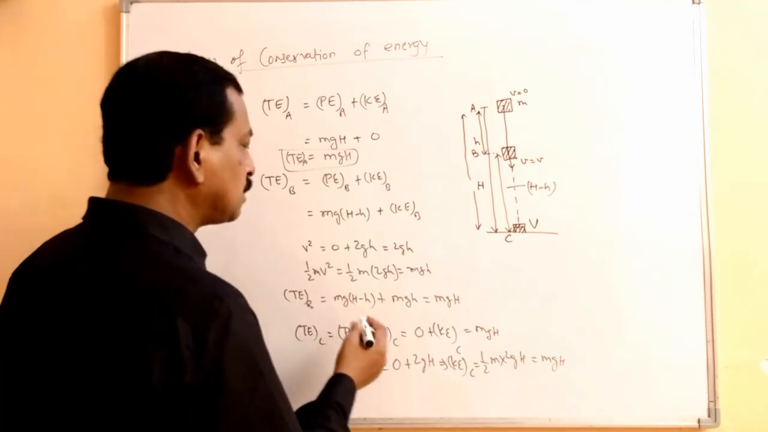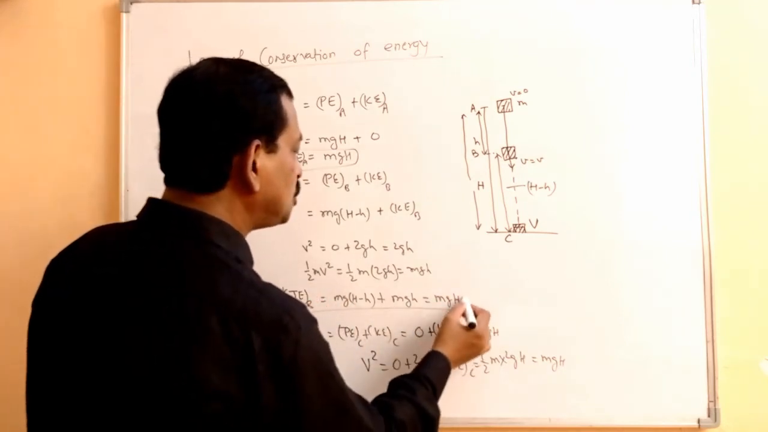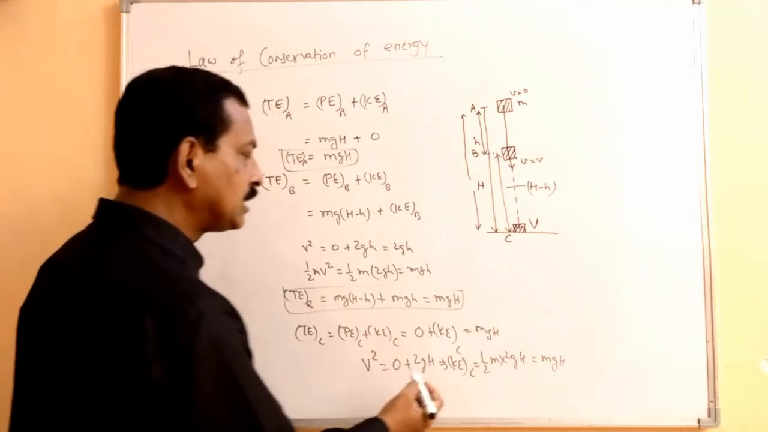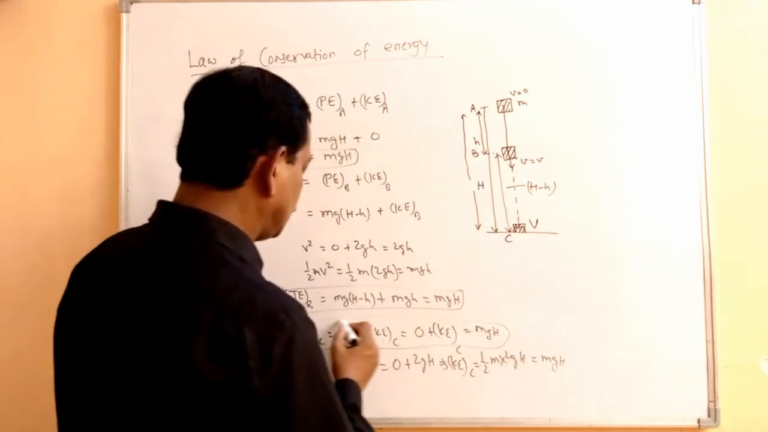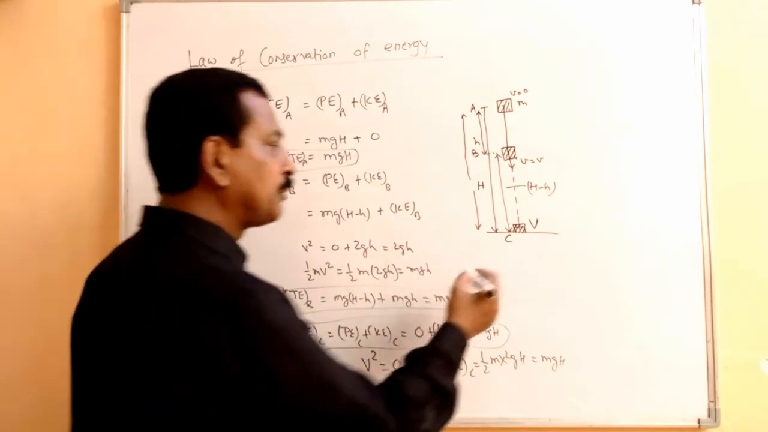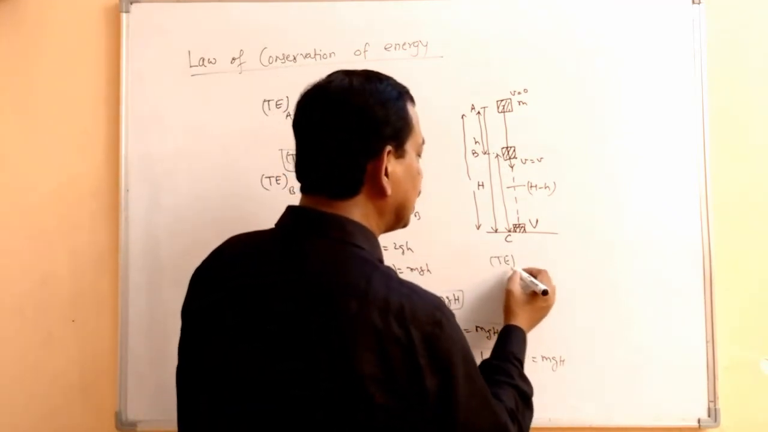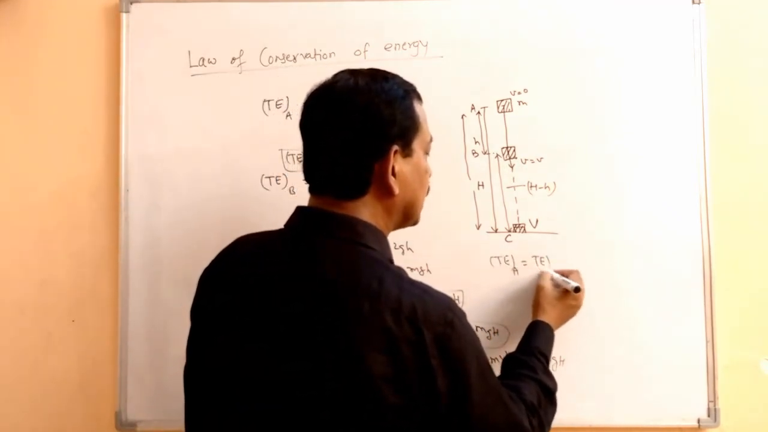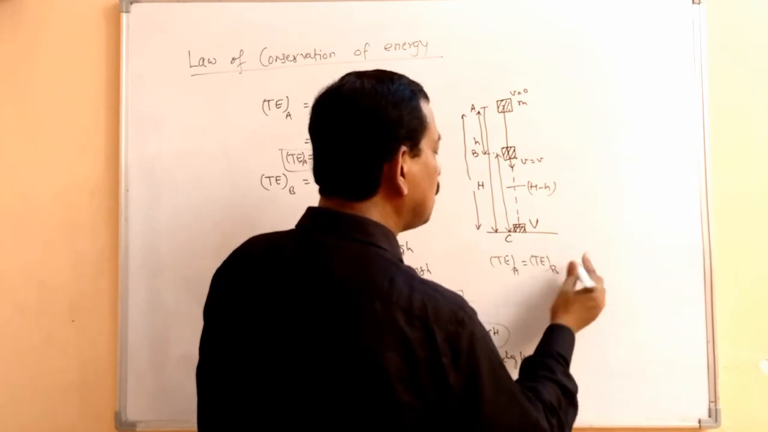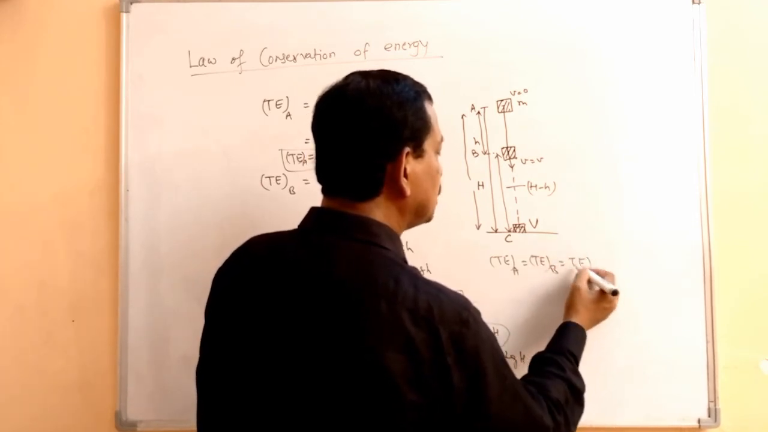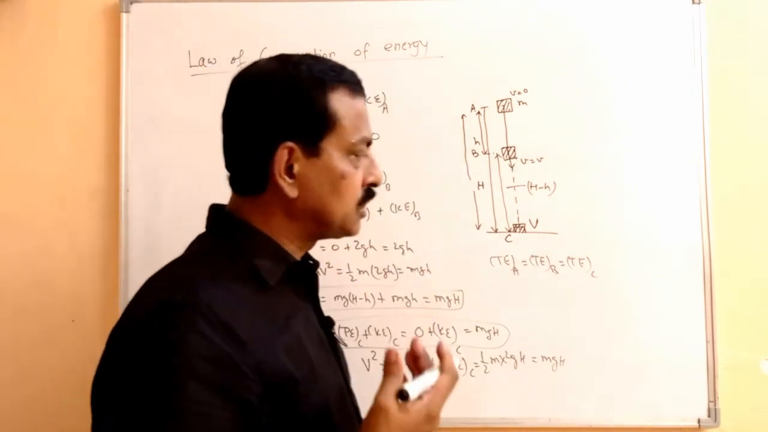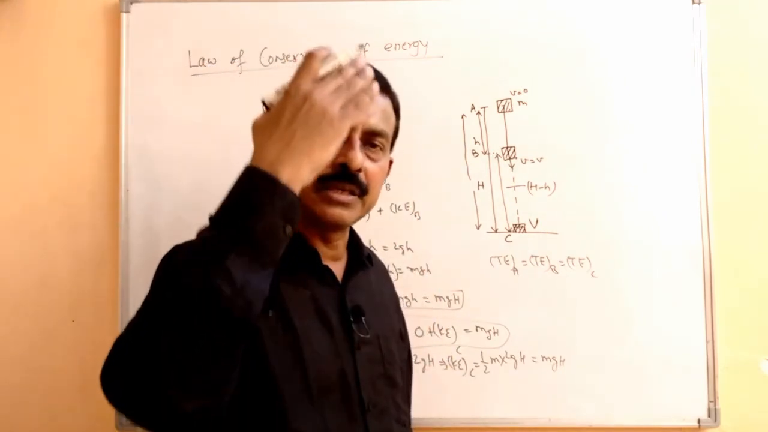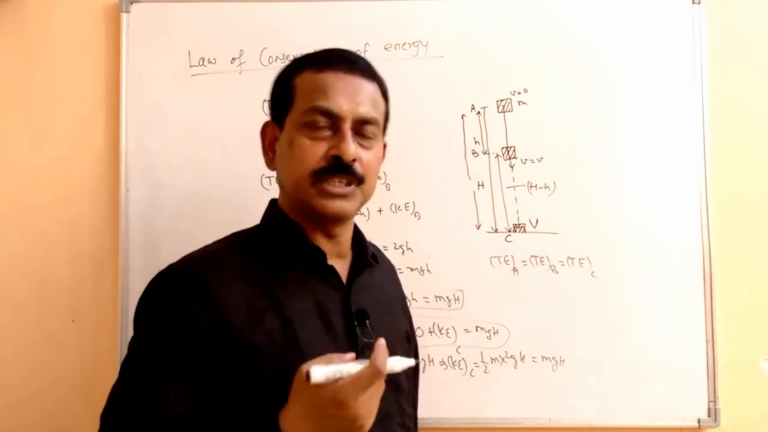Total energy at B, that is also mgh. Total energy at C, this is also mgh. So what we get? Total energy at A, same as total energy at B, same as total energy at C. So we can show that the law of conservation of energy is obeyed in case of a body in free fall.